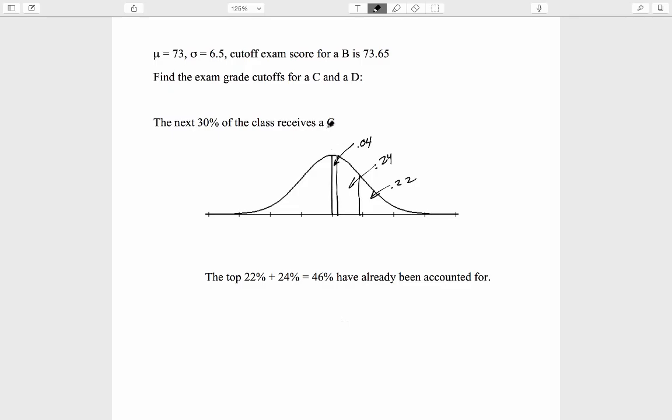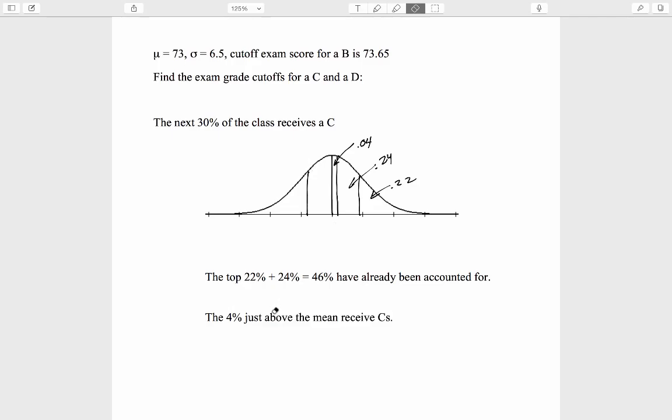And since the C range consists of the next 30% of the class below the B range, that means that there's another region just below the mean, running from the mean to somewhere, containing 26% of the class. To find out where that somewhere is, measured in standard deviations, we look inside the table and try to find something equal to or very close to 0.26 as one of the entries. When we do that, it turns out to be 0.71 standard deviations away from the mean, in this case below the mean.